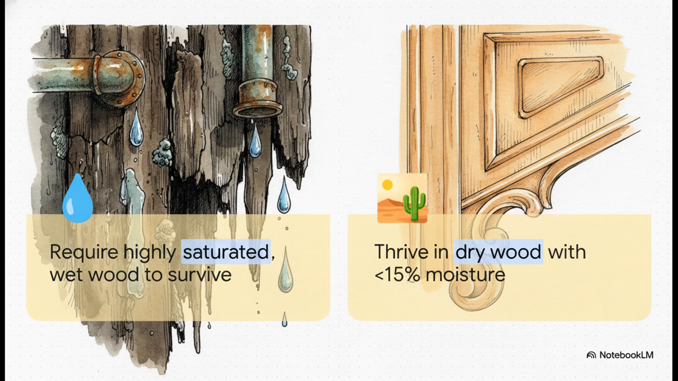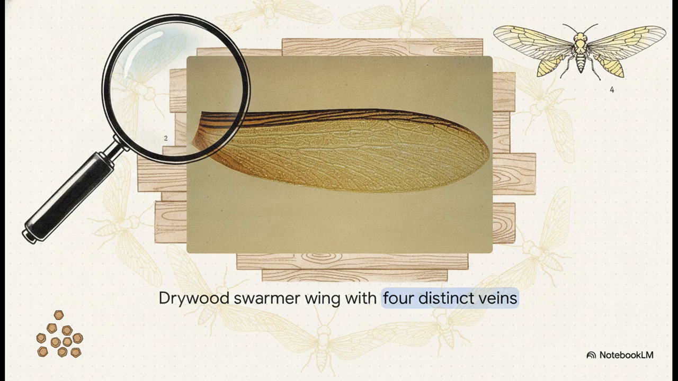But drywood termites? They are elusive. They require absolutely zero contact with the soil and actually thrive in wood with less than 15% moisture. That means they can hollow out a perfectly dry attic beam or a piece of antique furniture without ever touching the ground. Because they are so secretive, you have to hunt for very specific evidence. If you notice pale yellow swarmers flying around at night, grab a magnifying glass and check their wings. You'll see 4 distinct veins running along the leading edge of the wing. That immediately identifies them as drywood termites, setting them totally apart from the 2-veined subterraneans we just talked about.